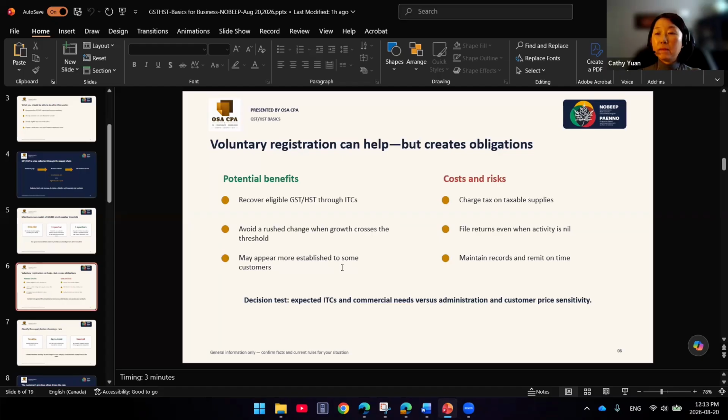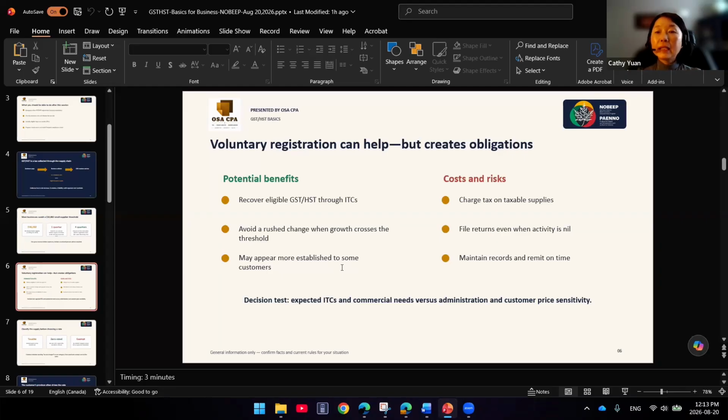One of the big costs is having to charge tax on taxable supplies. That is, you charge more money to the customer, and the customer may have to pay more.